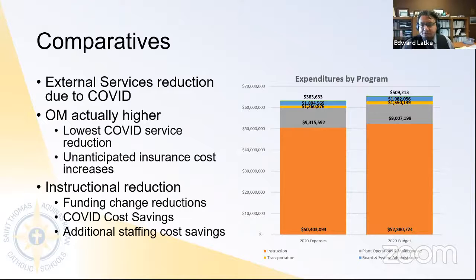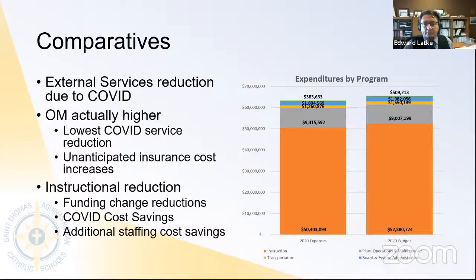Again, looking at our expenditures compared to our budget for instruction and transportation, we kept our proportionate expenditures relatively the same as what we intended in our budget. Of course, we had to reduce. The one area that didn't was O&M.